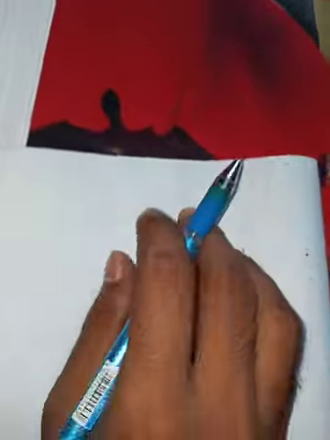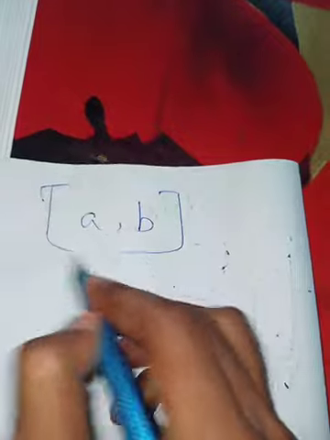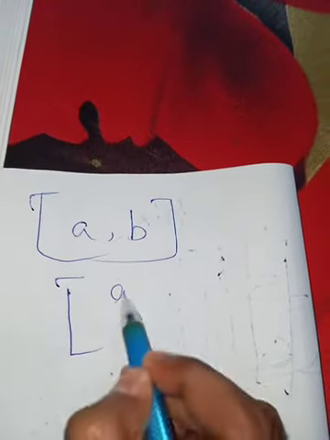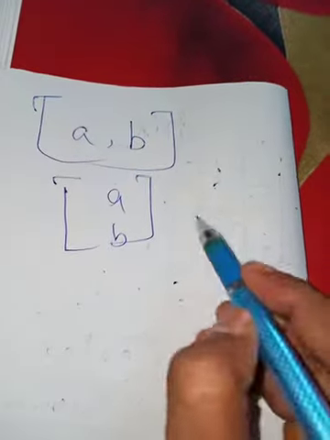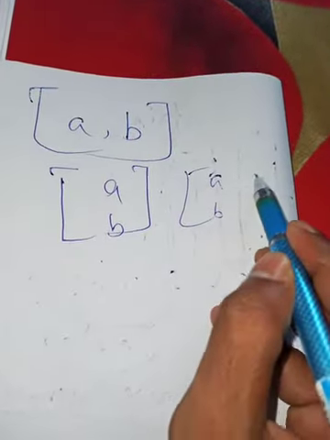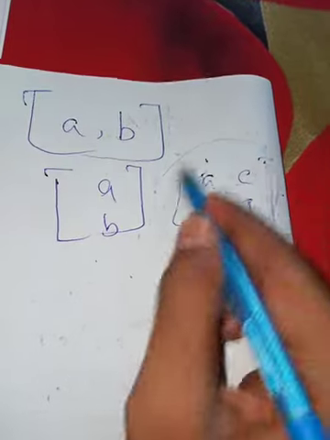Row matrix means there is only one row present, like A, B. This is a row matrix. If there is only one column, that is a column matrix. If the number of rows and the number of columns is the same, that is known as a square matrix. So this is a square matrix.